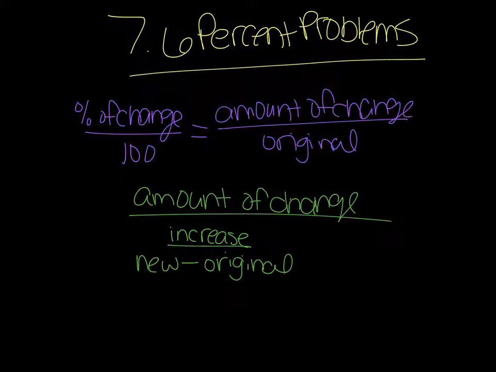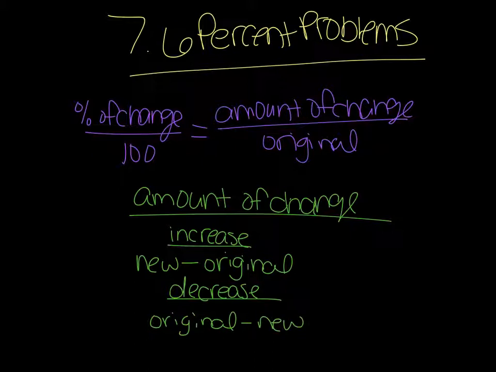Now on the flip side, if I have a decrease, this means my new amount is going to be less than my original amount, right? Because it's going to go down. So the original amount is going to be greater. This time, you just do the opposite. If you want that amount of change to be positive, you take the original minus the new. That will ensure that I always have a positive number in the amount of change.